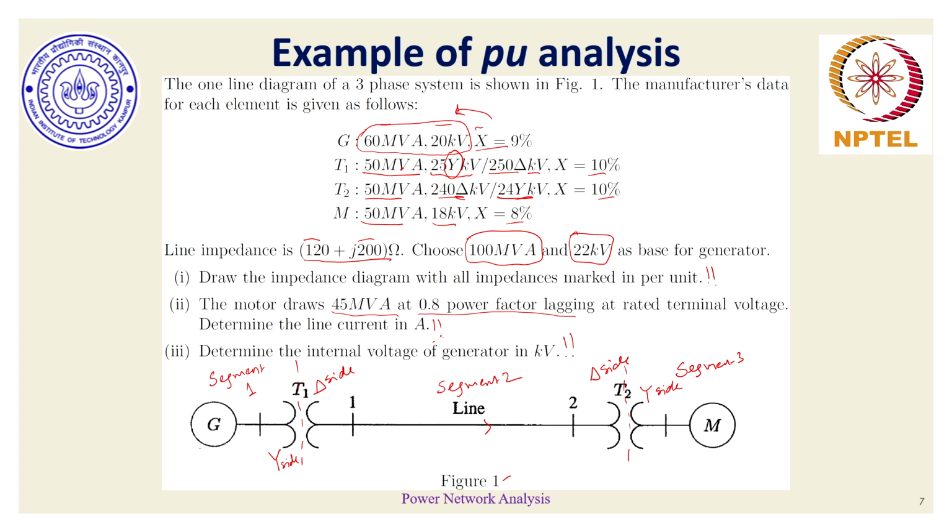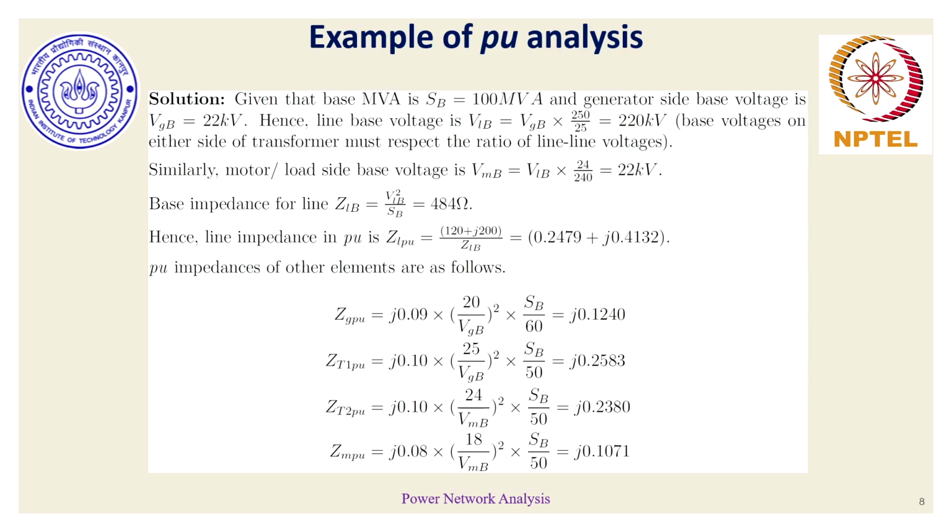Now, given that the base power is 100 MVA and the base voltage of the generator is 22 kV, we inherently know from the question that the base quantities for segment 1 have been defined. That's essentially what is mentioned here in the first statement. For segment 1, base power and generator side voltage are given. Base MVA should remain the same irrespective of which segment the network is being considered for. And while choosing the base voltages, we have to respect the corresponding line-to-line voltage ratios of the transformers.